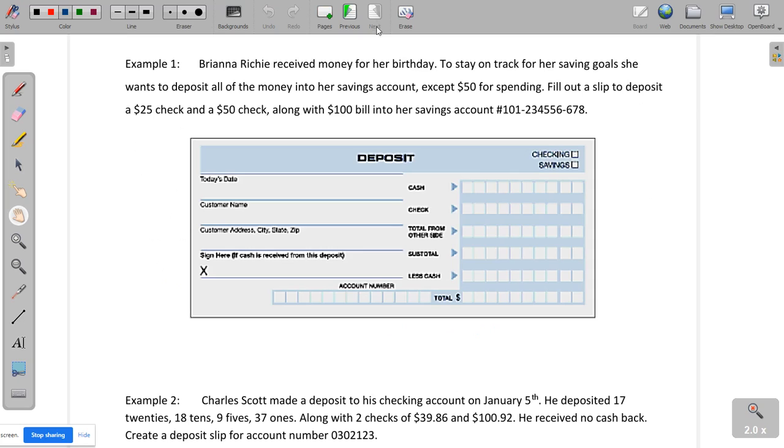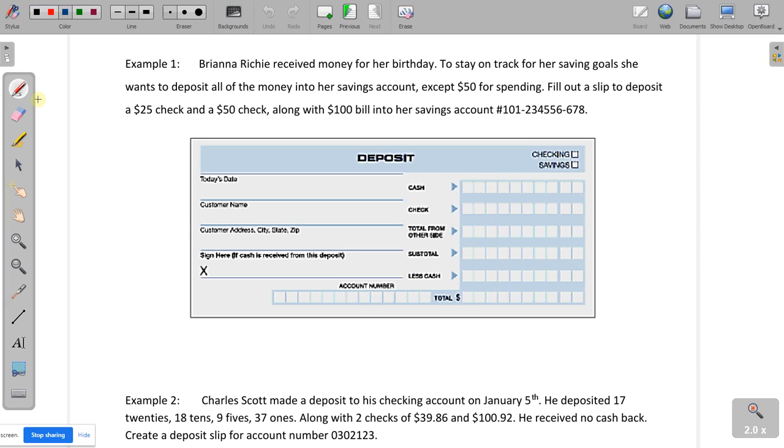So let's look at some examples. The first example, Brianna Ritchie received money for her birthday. To stay on track of her savings goals, she wants to deposit all the money into her savings account, except $50 for spending. Fill out a deposit slip for a check of $25 and a $50 check, along with a $100 bill into her savings account with the number. So, the first thing we're going to do is write the date.